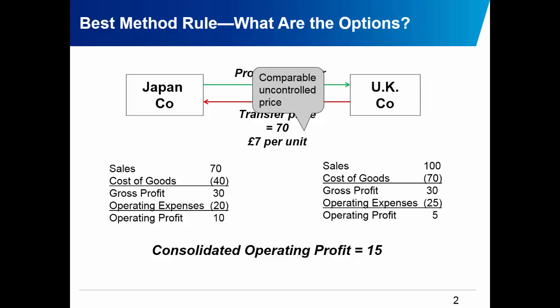Obviously, it is sometimes difficult to find comparable transactions, so if you are not able to apply this CUP method, comparable and controlled price method, you can go for another one.